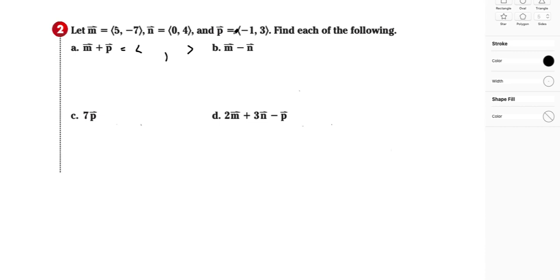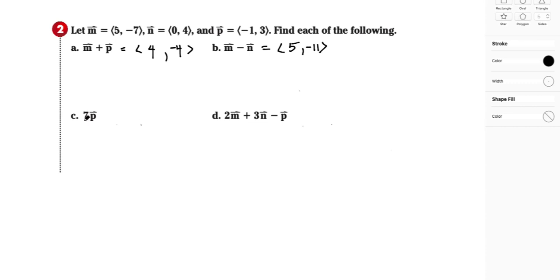So 5 plus -1, I'm thinking the answer is 4. Then -7 plus 3 is going to give me a -4, and this is the value that we need. So we found that. I was making sure they didn't want us to find the magnitude, but not so much. So m minus n, order is important, so we're going to subtract 5 minus 0 and get 5, and then we'll do -7 minus 4, and we get -11.